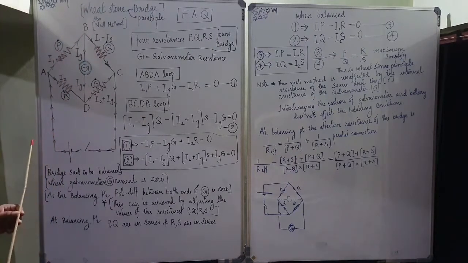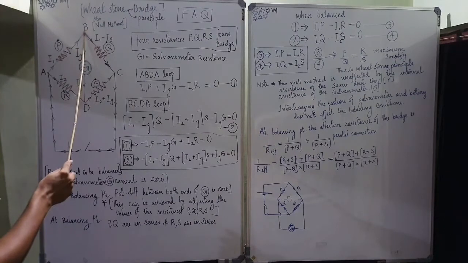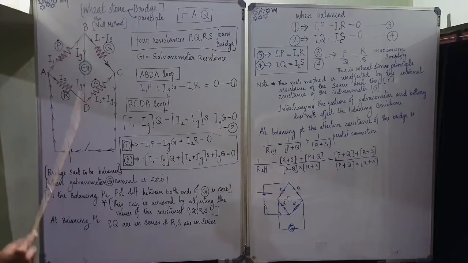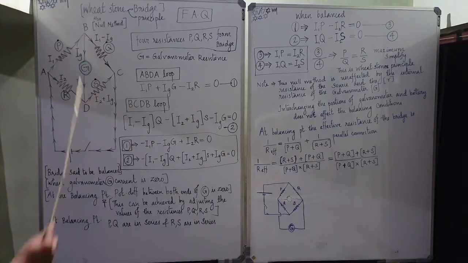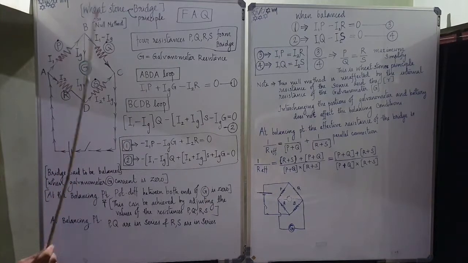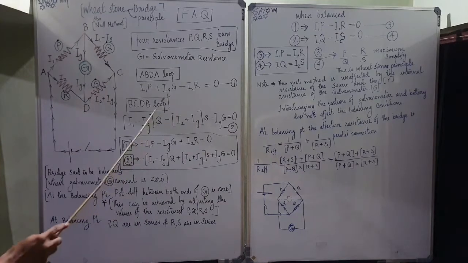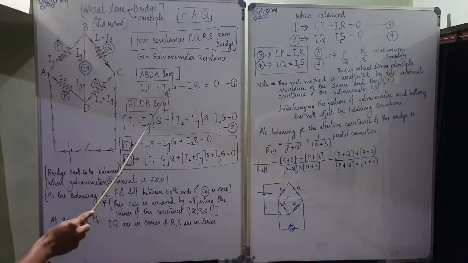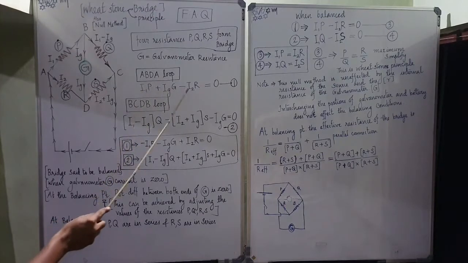Why is this current becoming 0? Because at a certain point the potential difference becomes 0. How can this be attained? By adjusting the P, Q, R and S resistances, we can attain no potential difference over here, so no current, Ig is 0. Applying that Ig current is equal to 0 to this equation, what will be left? This becomes 0: I1P minus I2R.